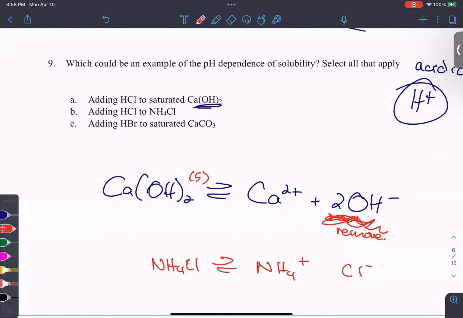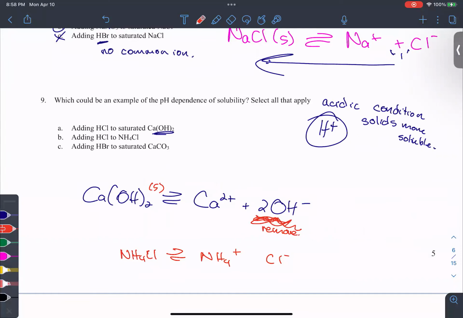Can HCl, so we're lowering the pH, making it more acidic, is HCl going to make ammonium chloride more soluble? No, for a couple reasons. If we add HCl to this, which way is the reaction actually going to shift? This way, yeah, so it's actually going to become less soluble.